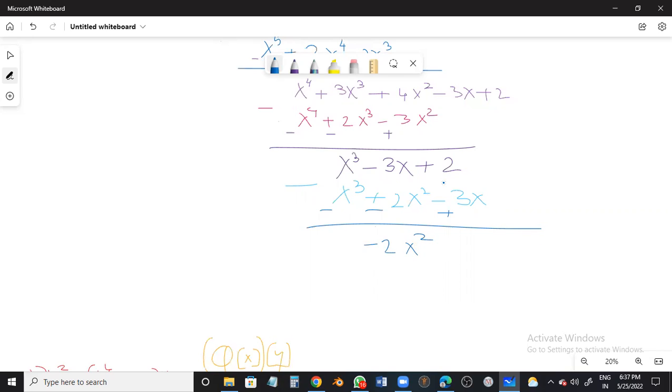Then this gets cancelled and we have simply plus 2 over here. Now this is not the remainder. We need to talk in terms of Z7. So in Z7, what is minus 2 equivalent to? We want modulus 7. It will be 5. So what do we get? This remainder is nothing but 5x square plus 2.